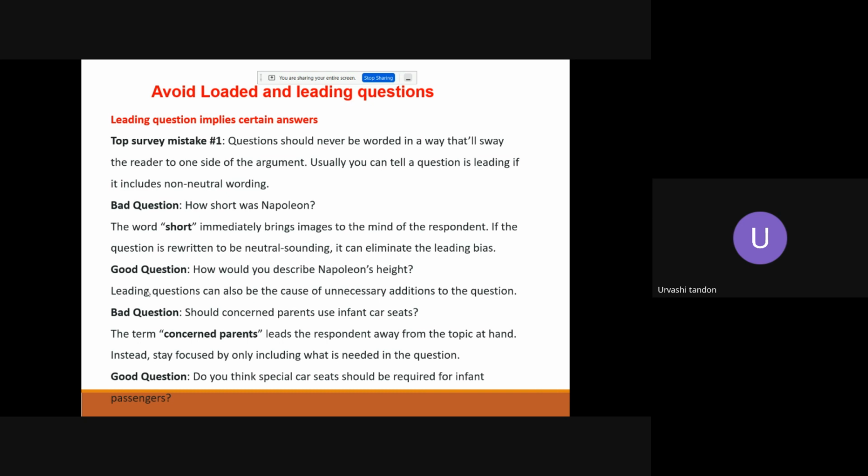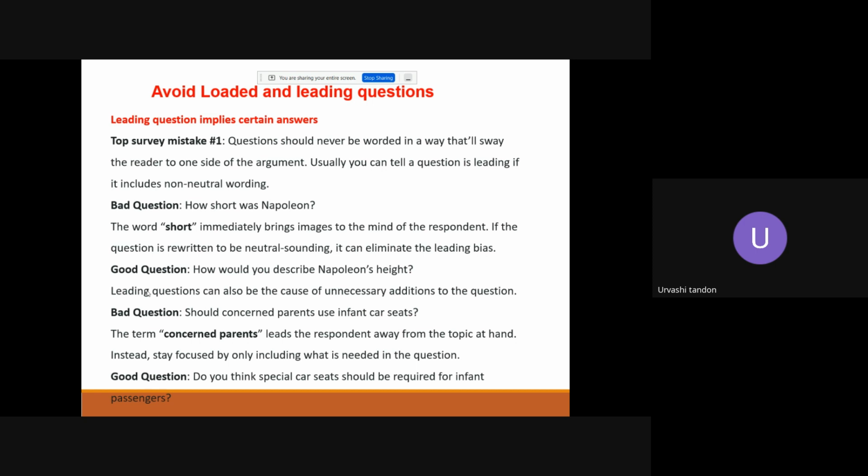Then, should concerned parents use infant car seats? Who are the concerned parents here? Everybody's a concerned parent, right? So again, it leads the respondent away from the topic. Redesigning it: do you think special car seats should be required for infant passengers? This is the better way of writing the question.